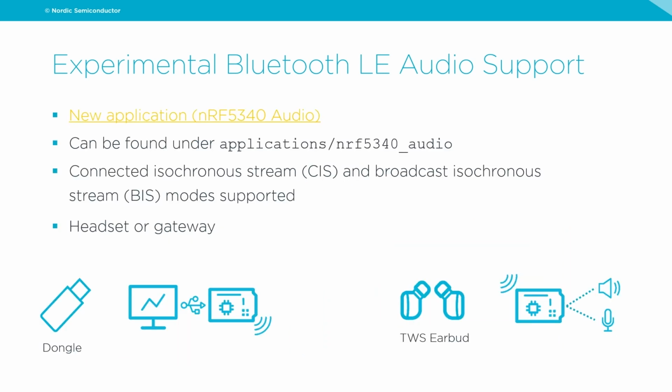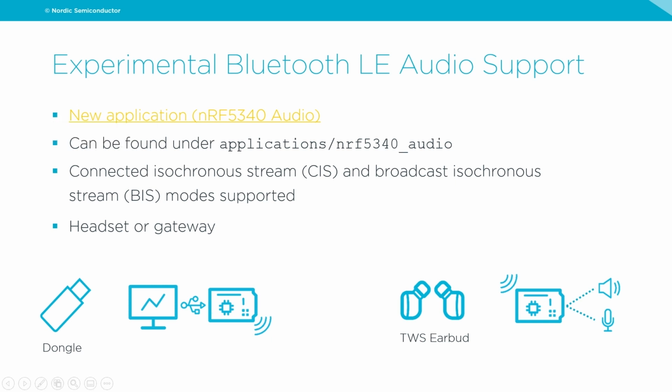This sample is available in the SDK, in the application folder, and in there it's in this folder, nRF5340_audio. The sample supports both connected isochronous stream, CIS, and broadcast isochronous stream, BIS. Both modes are supported, and you can use it on the receive side or the send side. So headset or gateway, you can configure this at build time, and it has great documentation.